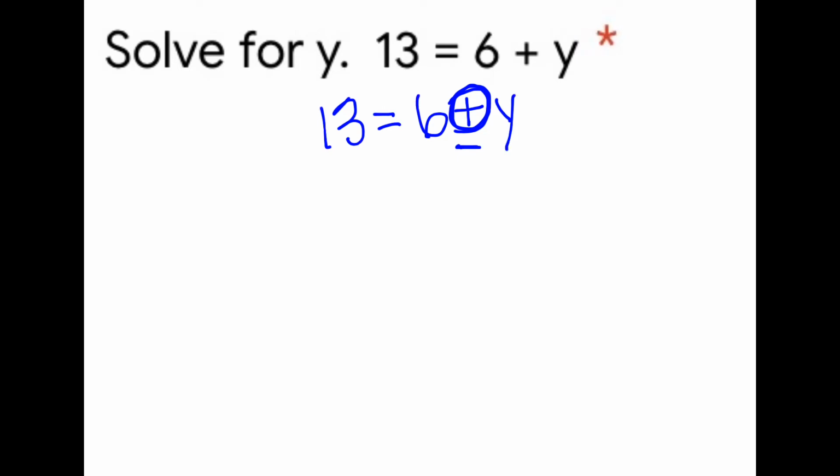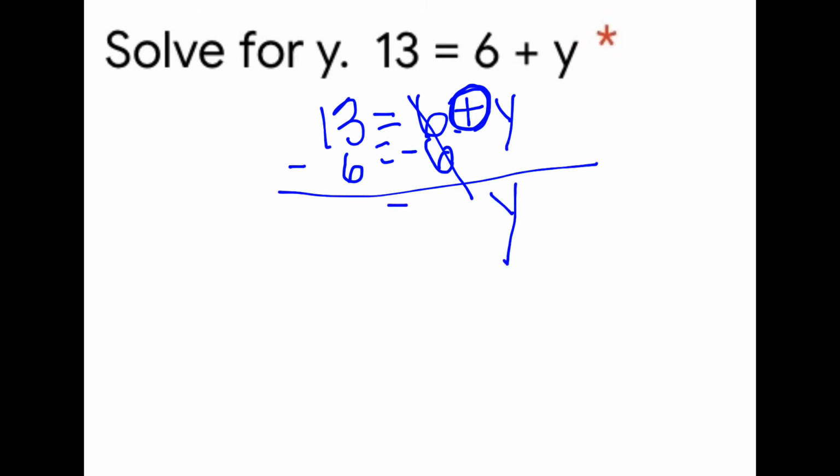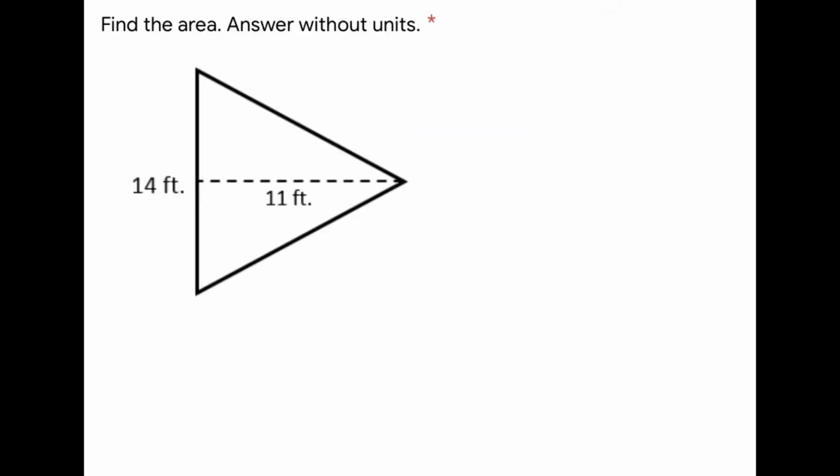If we're trying to get y alone, we need to get rid of our 6. So we are subtracting 6. Whatever we do on this side of our equal sign, we need to do on the opposite side of our equal sign. We get rid of our 6's, we are now left with y. Go ahead and solve the rest of the equation, and you will get what y equals.